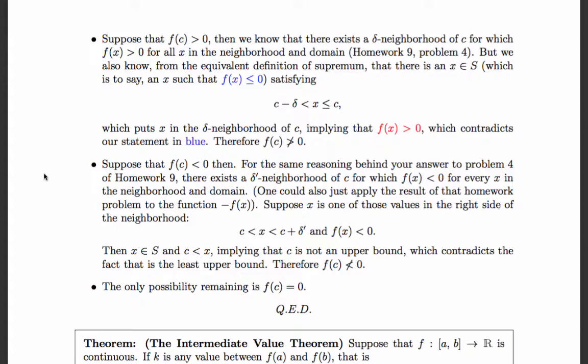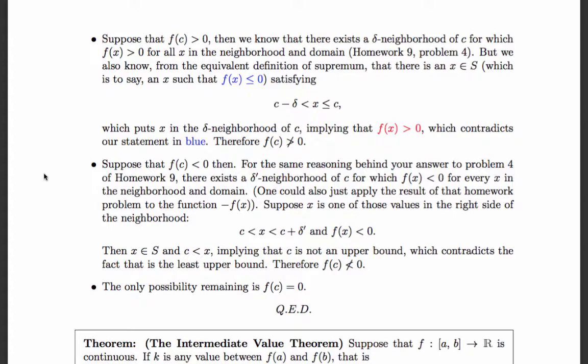Now remember, what does it mean for x to be in the subset S? It means that f(x) is not positive. But we said that f is positive for the delta neighborhood. Well, if x is less than or equal to c, but greater than c minus delta, then x is in the delta neighborhood, for which we're saying f(x) is positive. It's specifically on the left side of the delta neighborhood. So the fact that x is in the neighborhood for which f(x) is positive, but x is in S, meaning that f(x) is not positive, gives us a contradiction. So it's not possible that f(c) is positive. It must be not positive.